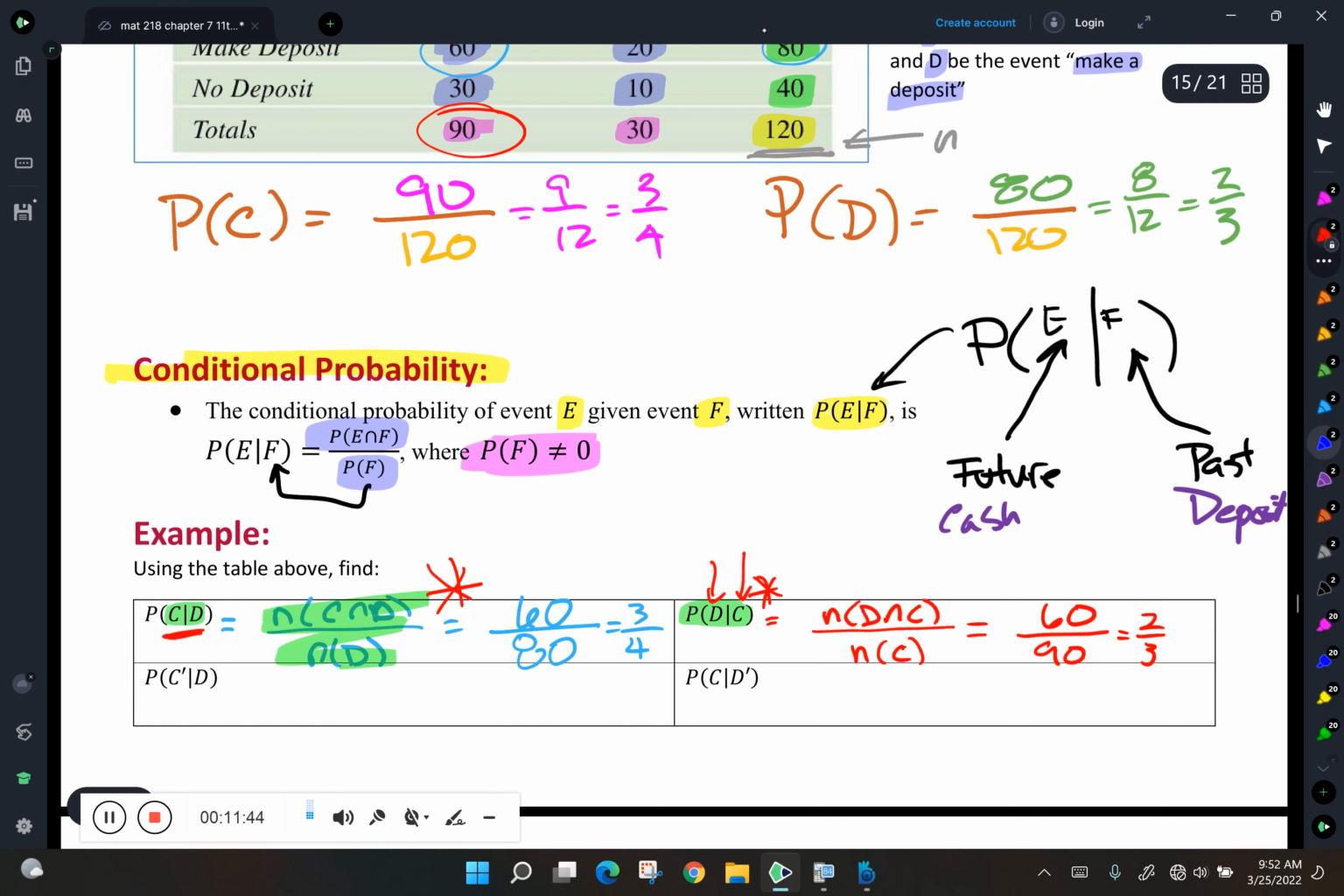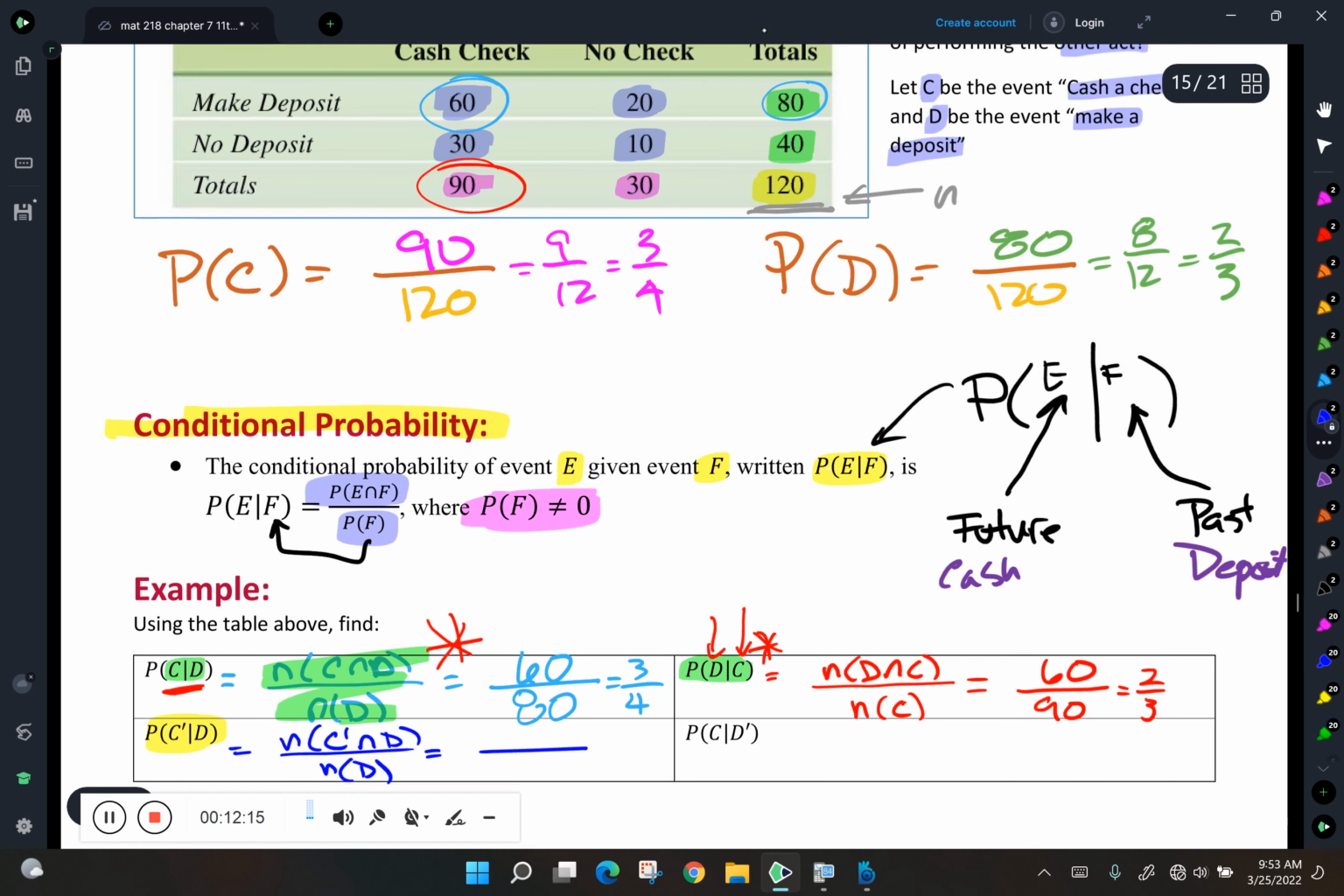Right? I've got another conditional probability down here, over here on the left at the bottom. And what is this one asking? Well, if I read it mathematically, I would say, find the probability that the complement of C occurs given that D occurred. Or the number of people who did not cash a check and made a deposit divided by the number of people who made a deposit. So the number of people who did not cash a check and made a deposit, that's 20, divided by the number of people who made a deposit, that's 80. That's 20 out of 80, that's 1/4.